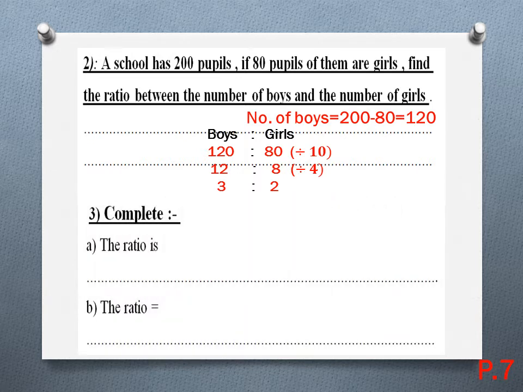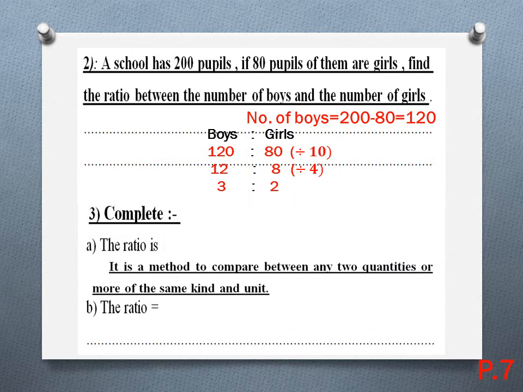The ratio is a method to compare any two quantities of the same kind and unit. I need to write the rule of the ratio. If I need to find the ratio between any two numbers, you can write the first number over the second number, or you can write antecedent over consequent.